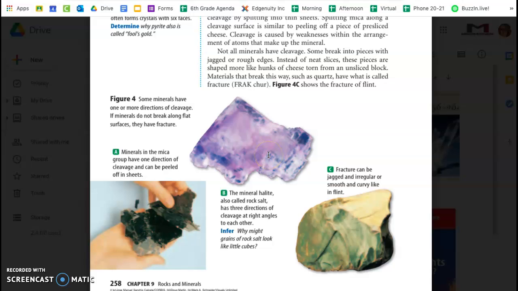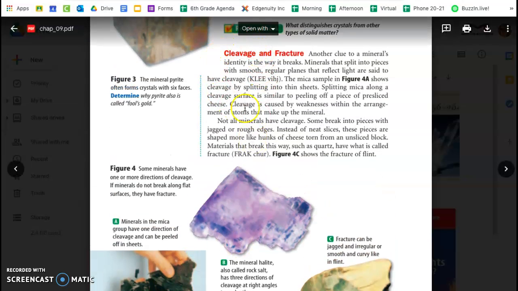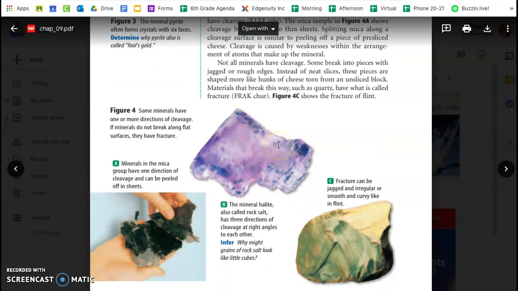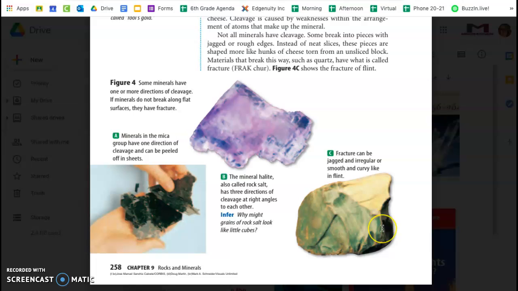If you were to go into your kitchen and pour out some salt in your hand, you would see it kind of has a little cube appearance to each individual grain as well. So when a mineral breaks in smooth, flat surfaces, the word for that is cleavage. When a mineral naturally breaks in a rough, jagged, irregular shape or pattern, the word for that is fracture. So this piece of flint is showing us an example of fracture.